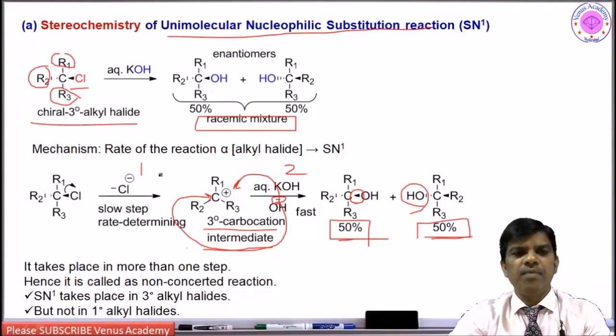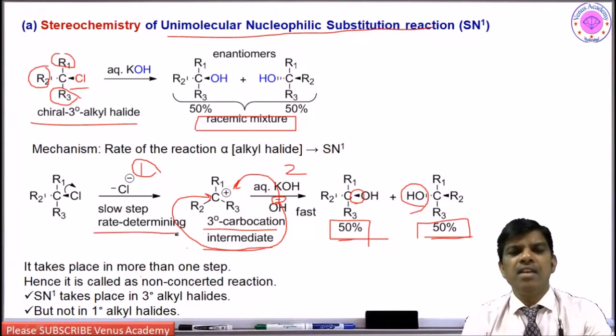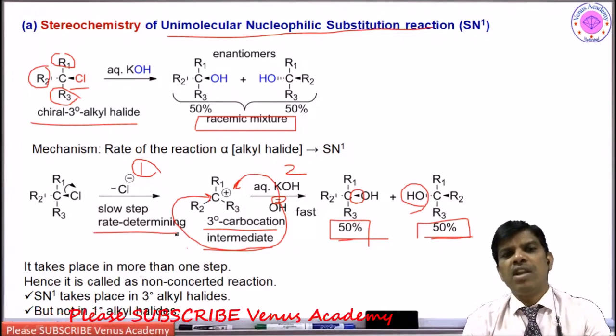In the first step, which is the slowest step, losing this chloride ion is the slowest step, and it is the rate determining step. So there is a story. What is the rate determining step?